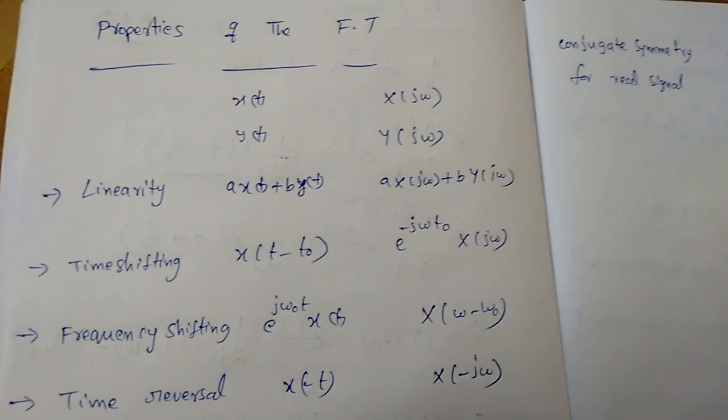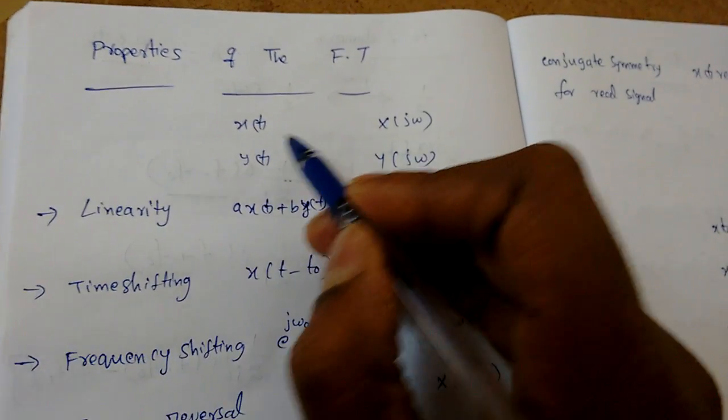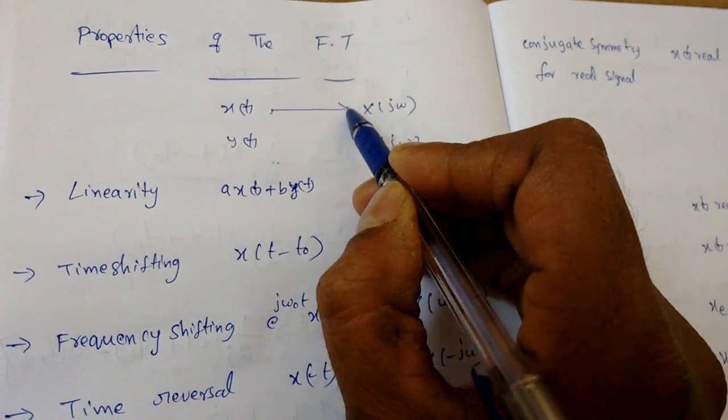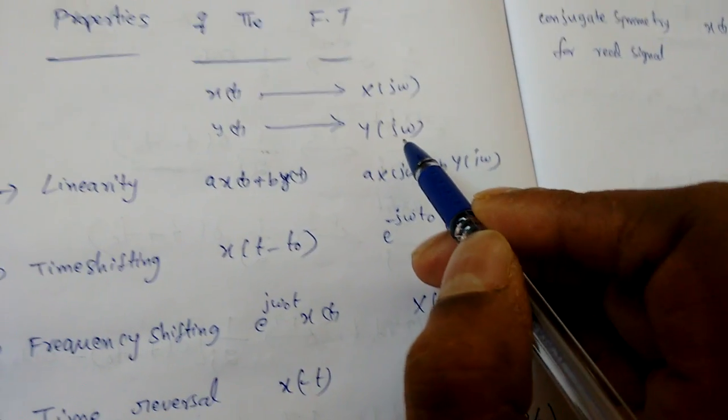In this lecture, we are going to discuss some properties of the Fourier transform. Now, if I consider some x of t, the Fourier transform is x of j omega, and y of t is having some Fourier transform y of j omega.